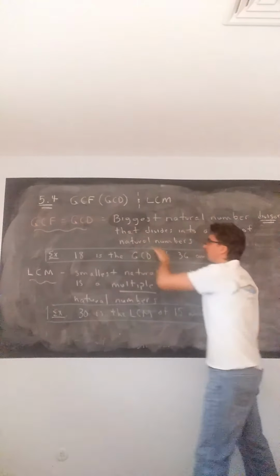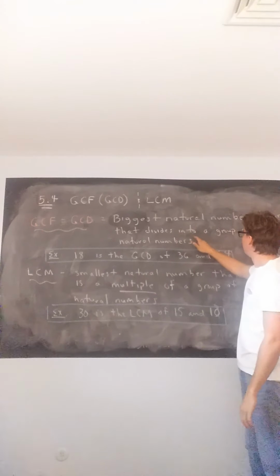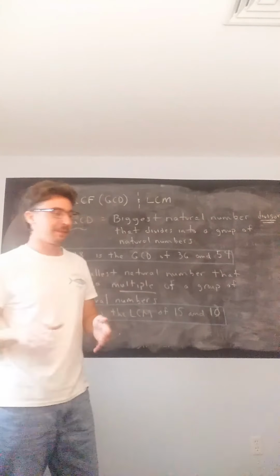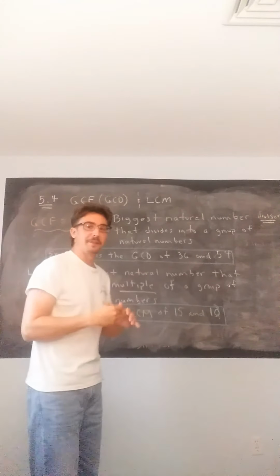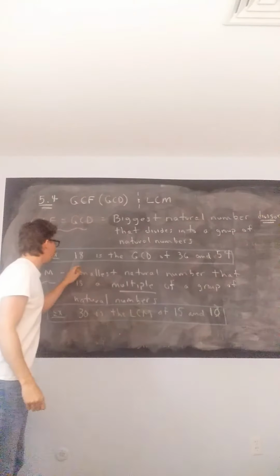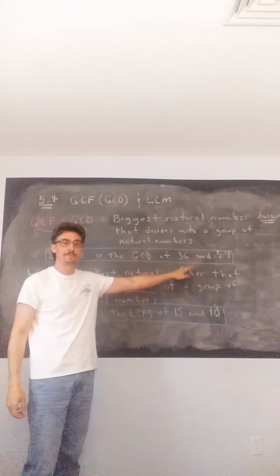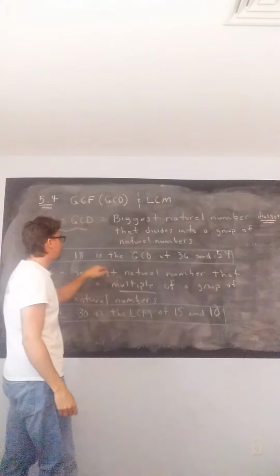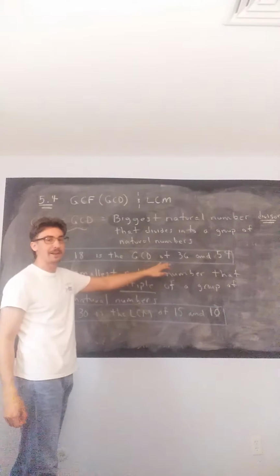So what is the greatest common divisor? It's the biggest natural number divisor that divides into a group of natural numbers. So we usually look at two numbers at a time. The GCD, essentially, is the biggest number we can divide into both of those numbers simultaneously. For example, the number 18 is the greatest common divisor of 36 and 54. What that means is both 36 and 54 are divisible by 18, and 18 is the biggest number that divides both of them.